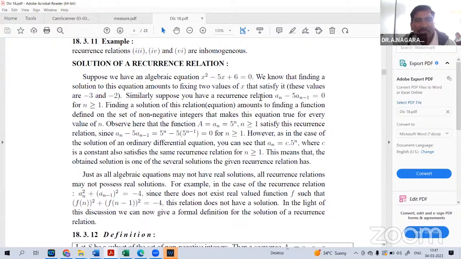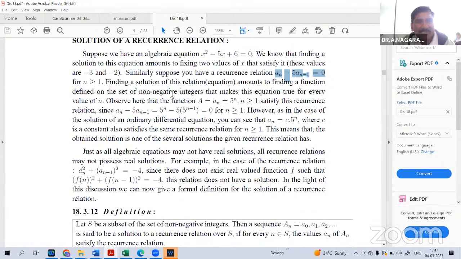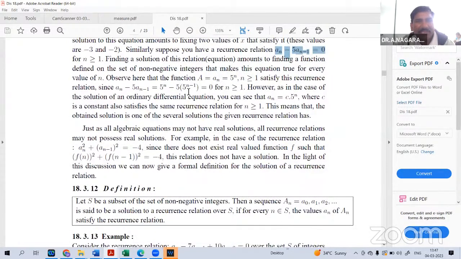Similarly, suppose you have the recurrence relation a_n minus 5 times a_(n-1) equal to 0 and n is greater than or equal to 1. Finding the solution of the relation amounts to defining the sequence over the non-negative integers. Just observe how I can get one of the solutions. Here a_n minus 5 times a_(n-1) equal to 0 is the recurrence relation, and I want to identify the solution.